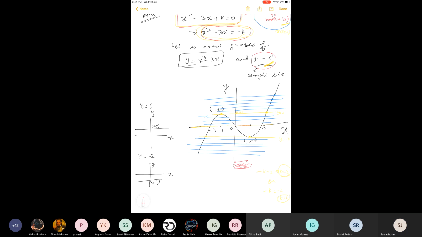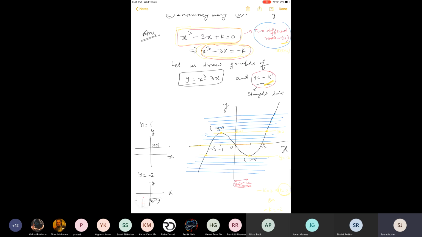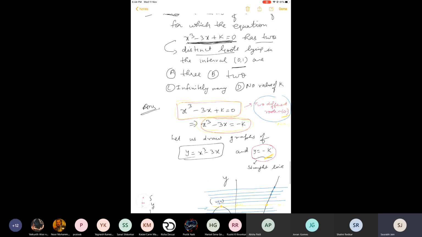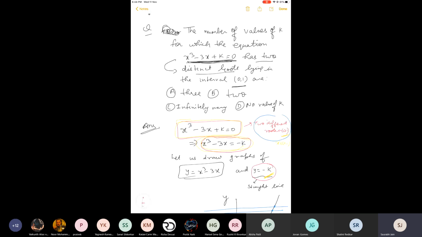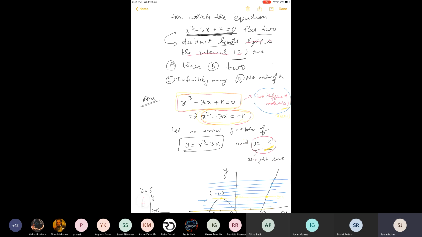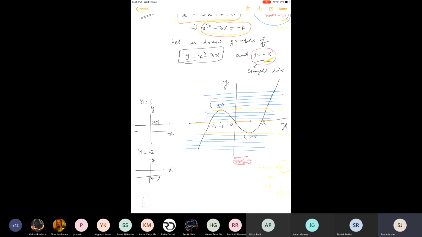Now suppose in the same question, let us extend this question. Suppose I remove this interval. Now the question is something like this. The number of values of k for which the equation has two distinct roots. That's it. Let us cut this part. Suppose it is some new question. Has two distinct roots. Now can anyone tell me what the answer is? No more interval. So for how many values of k does this equation have two distinct roots? 2. Two values, definitely. And what are those values? Those values are k is equal to 2 and k is equal to minus 2.